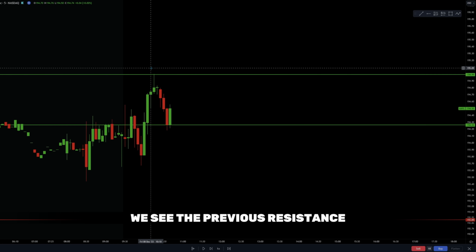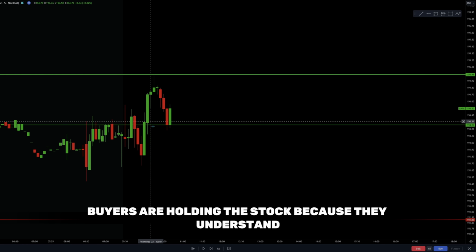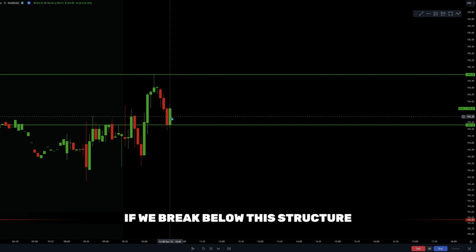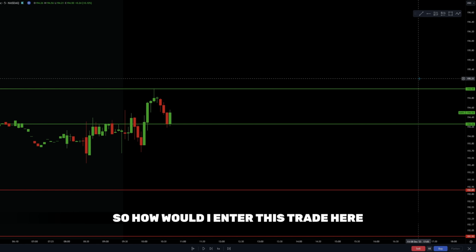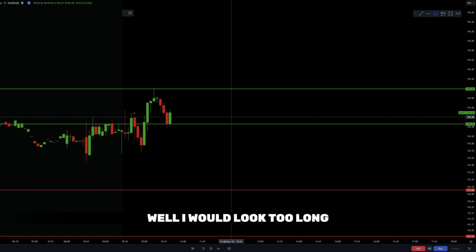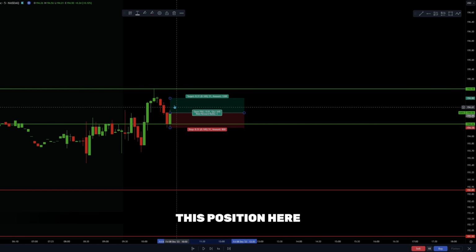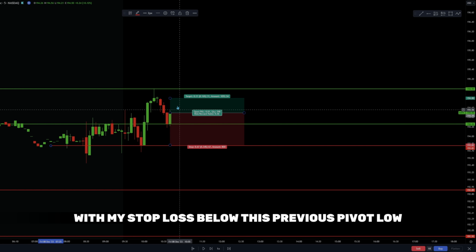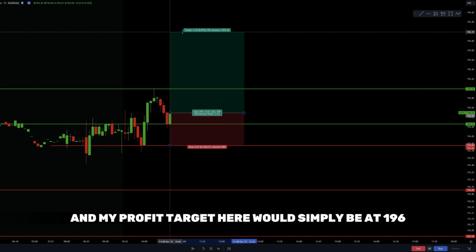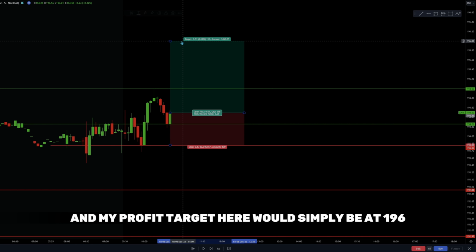So in this example here, we see the clear break of structure. We see the previous resistance. We see we come back. Buyers are holding the stock because they understand if we break below the structure, we do reverse on the trade. So how would I enter this trade here? Well, I would look to long this position here with my stop loss below this previous pivot low. And my profit target here would simply be at 196.